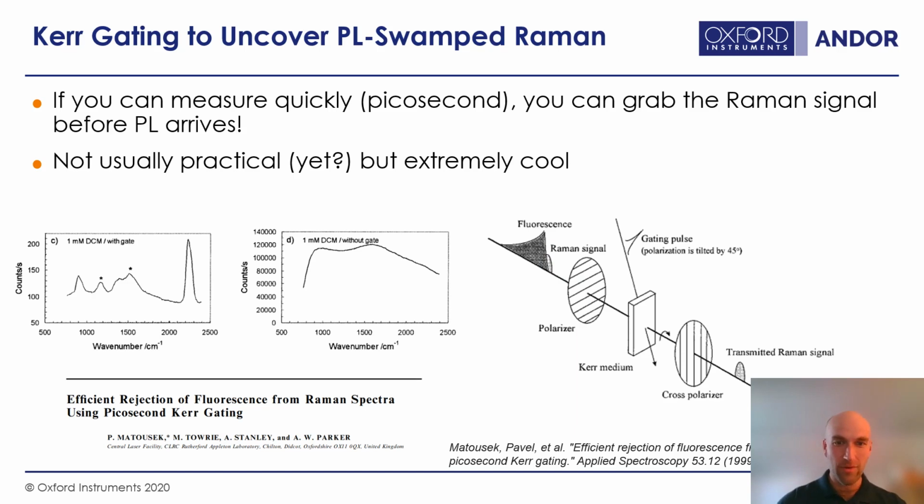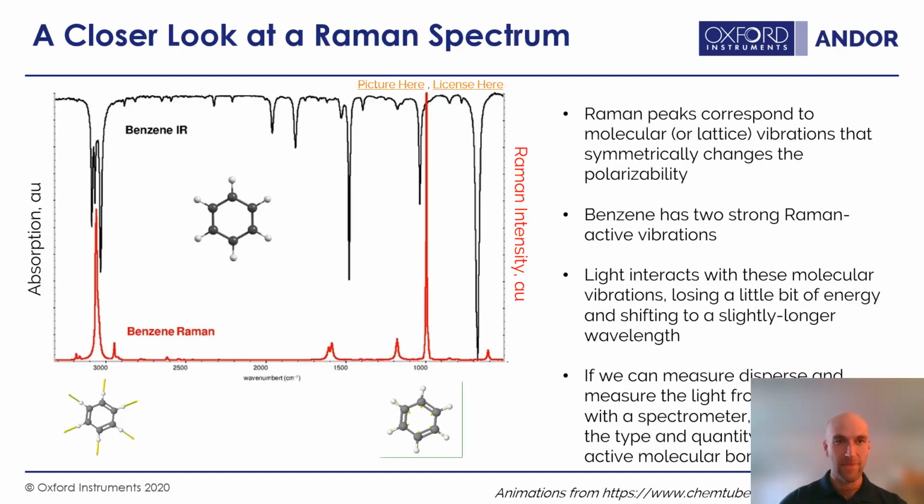I won't dwell too much on this slide more than I already have, because it's unlikely that you'll be able to do this yourself. For all I know, there's a commercial version of this available, but probably not. You need a pulse laser, you need this kind of fussy setup. So I say it's not usually practical yet, but it's extremely cool. I just wanted to point out that you can do it in the time domain, in a very fancy way, meaning capture the Raman spectrum ahead of the photoluminescence.